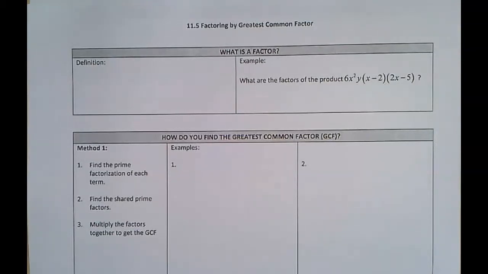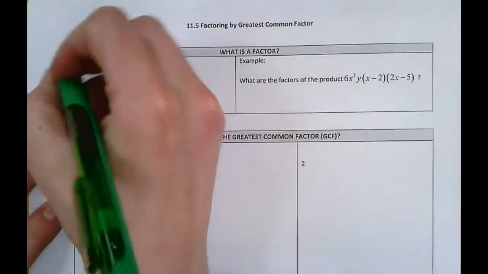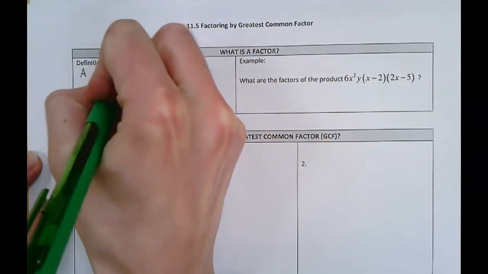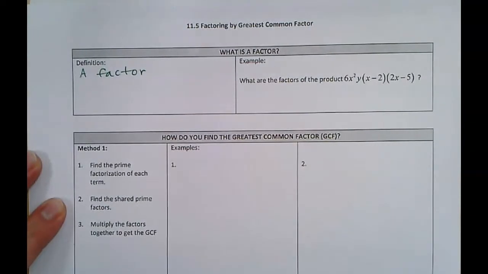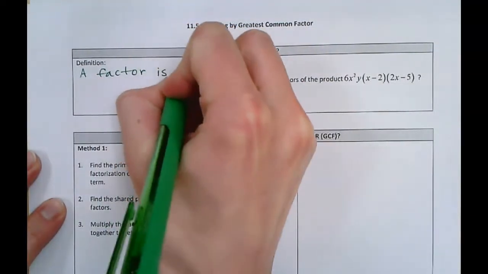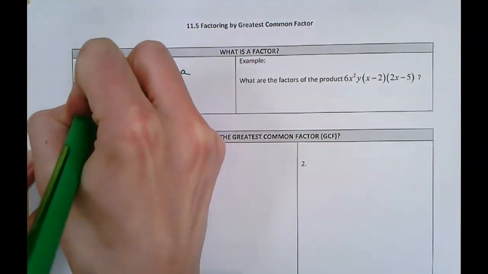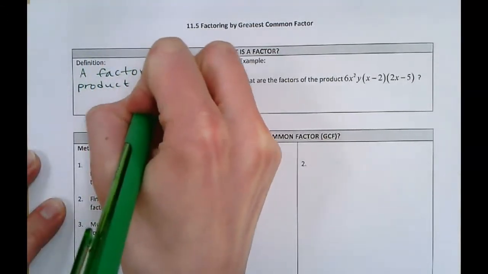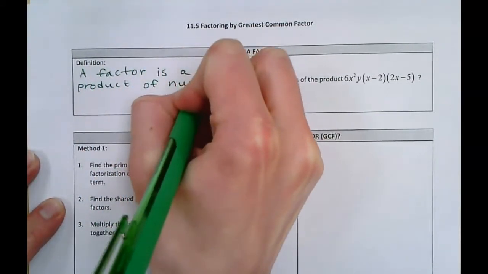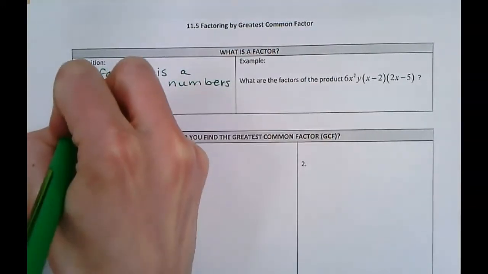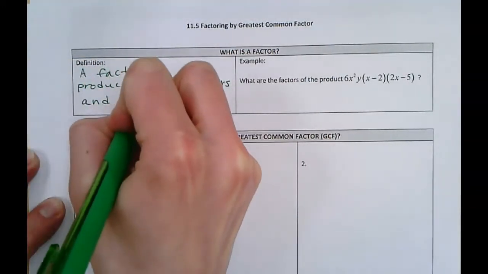This is our lesson on 11.5, factoring by greatest common factor. First of all, let's start off with the definition. What is a factor? Well, a factor is a product of numbers and variables.